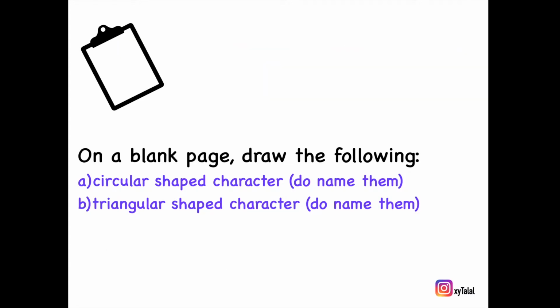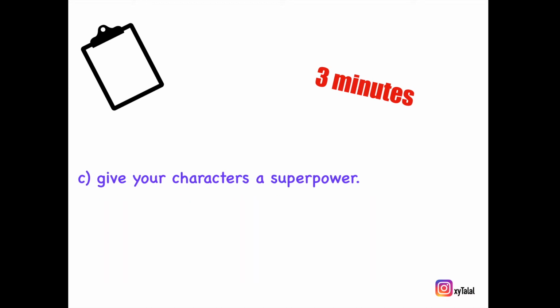Okay, now we have a task. Like I promised, we will have tasks in this video. So please take a page and use your imagination to draw a circular shaped character and a triangular shaped character. You have a total of 3 minutes to do both. And you can pause the video now and just roughly sketch something. Oh, and this is optional. You can give your characters some superpower too. Alright, now let me show you what I drew.